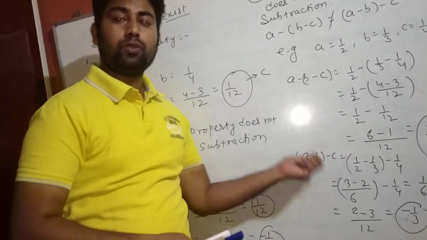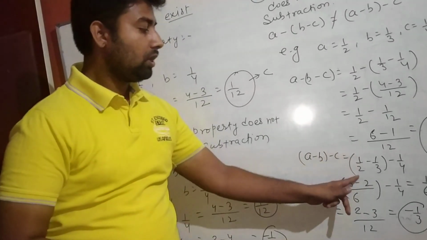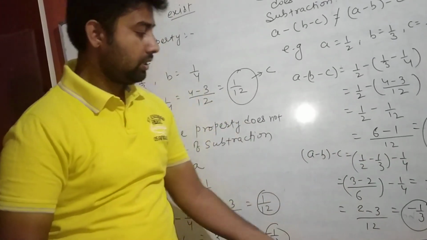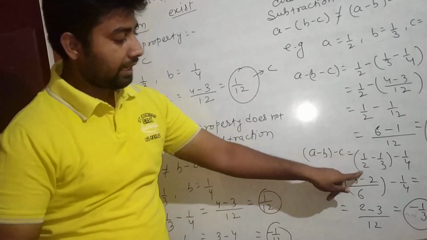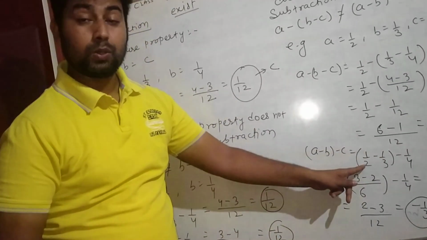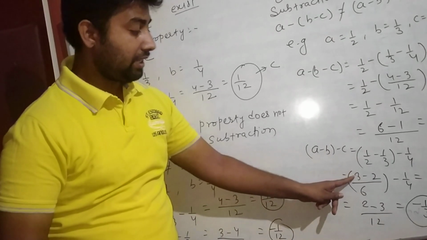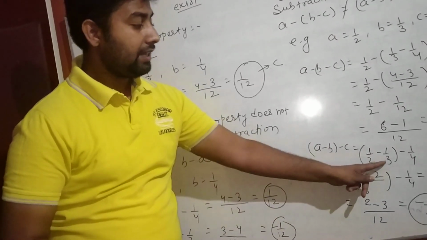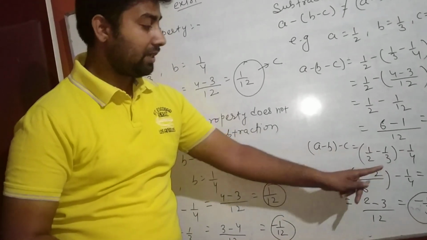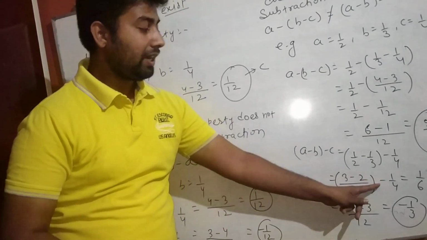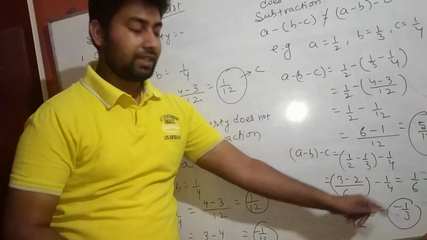Again we put their values: a equal to 1 by 2, b equal to 1 by 3 and c equal to 1 by 4. Now we have taken the LCM of 2 and 3, that is 6. In the table of 2, 6 will come 3 times, that's why we have written 3. The minus will remain as it is. In the table of 3, 6 will come 2 times, that's why we have written 2. So 3 minus 2 by 6, minus 1 by 4 will remain as it is.